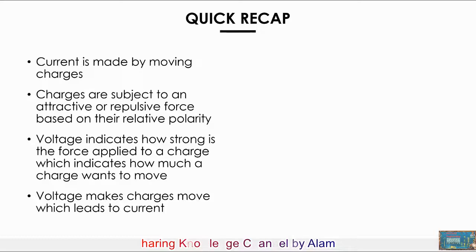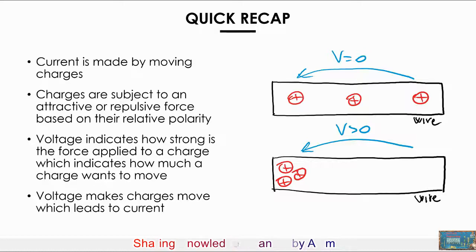Voltage is an indication of how strong the force applied to a charge is, which indicates how much the charge wants to move. Let me give you a little intuitive example about this. On the right, I represented a wire in two different conditions. So the wire is the black box. You can think of it as a box where you can put a certain amount of charge into it.